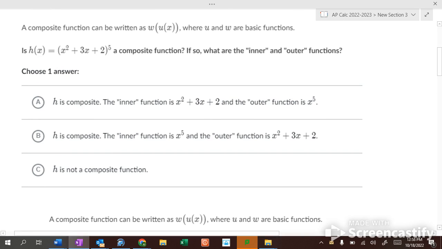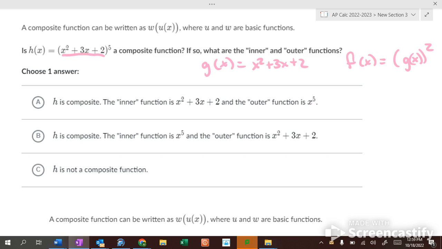Now, is this a composite function? Now, a composite function has an inner function and an outer function. Okay? So, obviously, with this one, it's very easy to see what the inner function is. This is the inner function. Okay? So, g of x would be x squared plus 3x plus 2 in my last example. What would f of x be? Well, it would be g of x squared, right? Okay, that's what f of x would be.